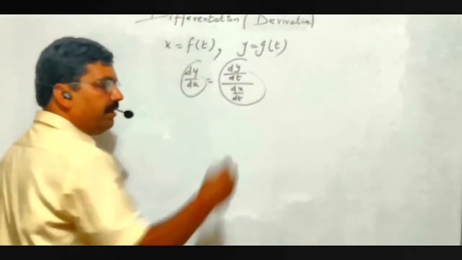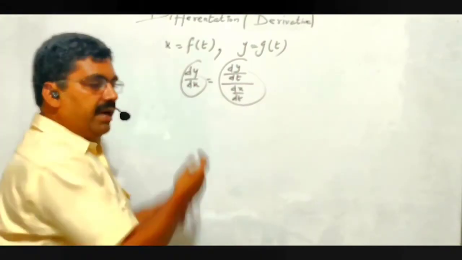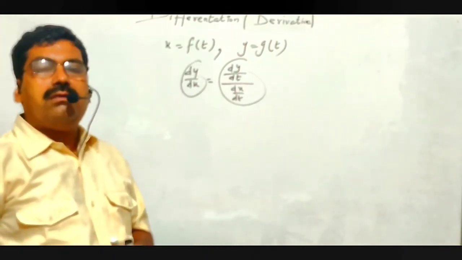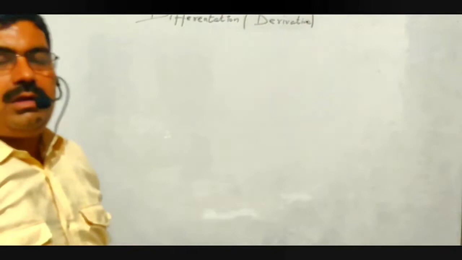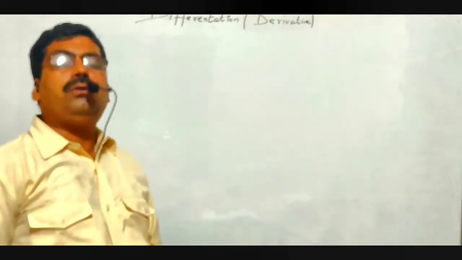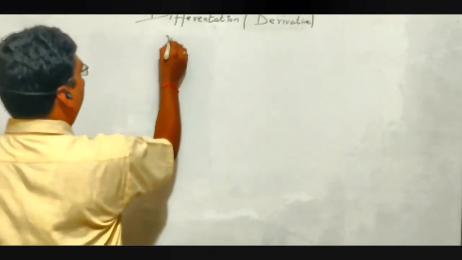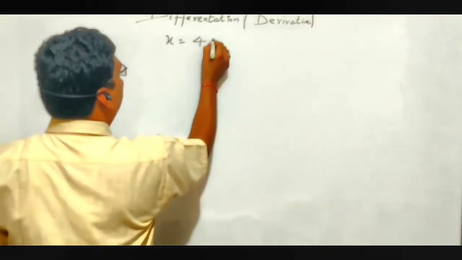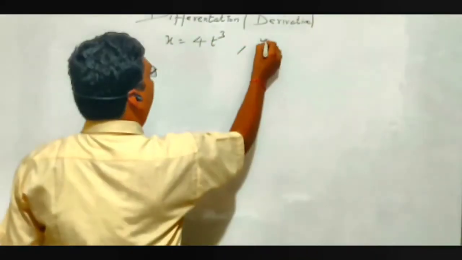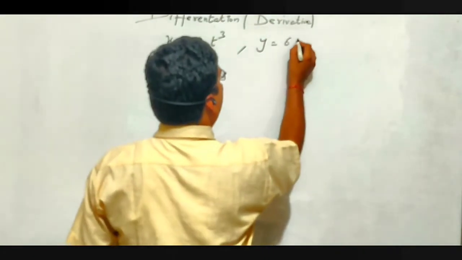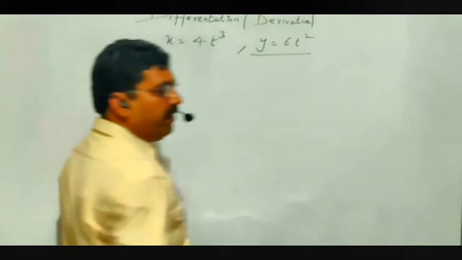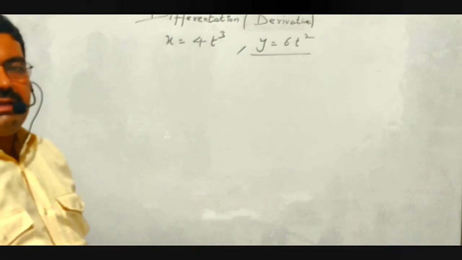They are equal, and that is the derivative of a parametric function. Now some examples related to parametric functions. First, if x equals 4t cubed and y equals 6t squared, then find dy by dx.